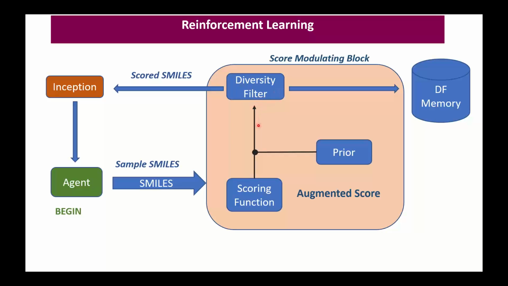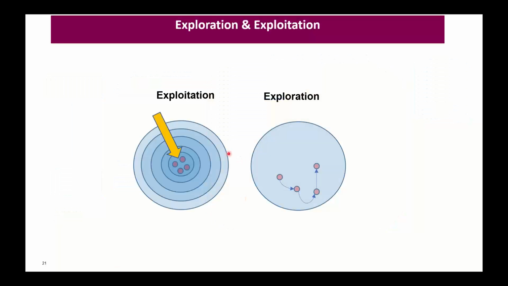And you know, compounds that are generated during the reinforcement learning are actually collected in the diversity filter's memory and then recorded as an output from the entire reinforcement learning. So this is how we collect the ideas. We don't do it after the reinforcement learning. After the reinforcement learning, usually the agent is discarded.